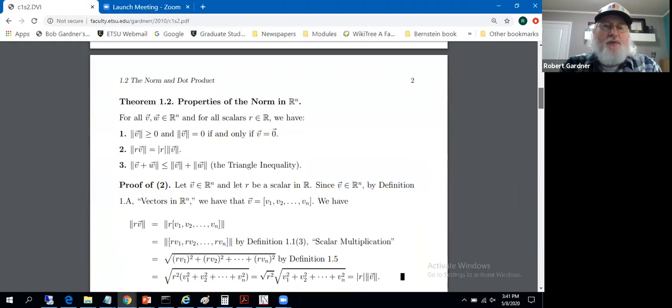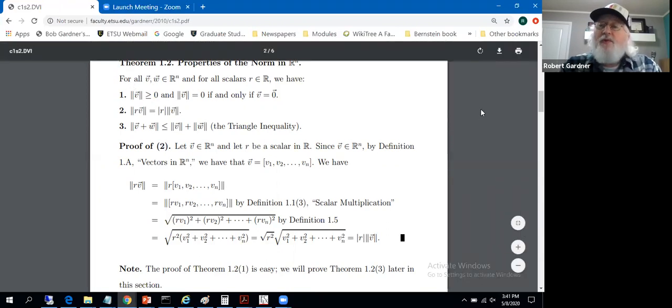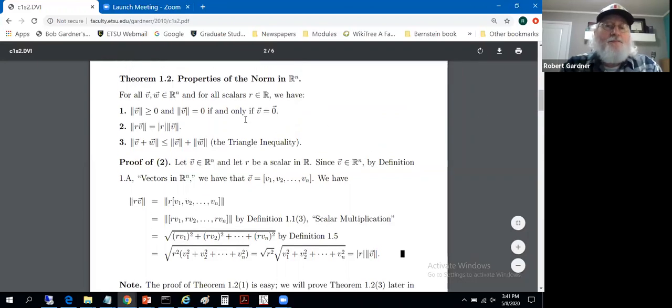Some properties of the norm are as follows. We'll run through a proof of one of them here in the notes. Some of the others are done later in the section and possibly as exercises. Theorem 1.2, properties of the norm, says let v and w be vectors in Rn, and let r be a scalar, an element of R, the reals.